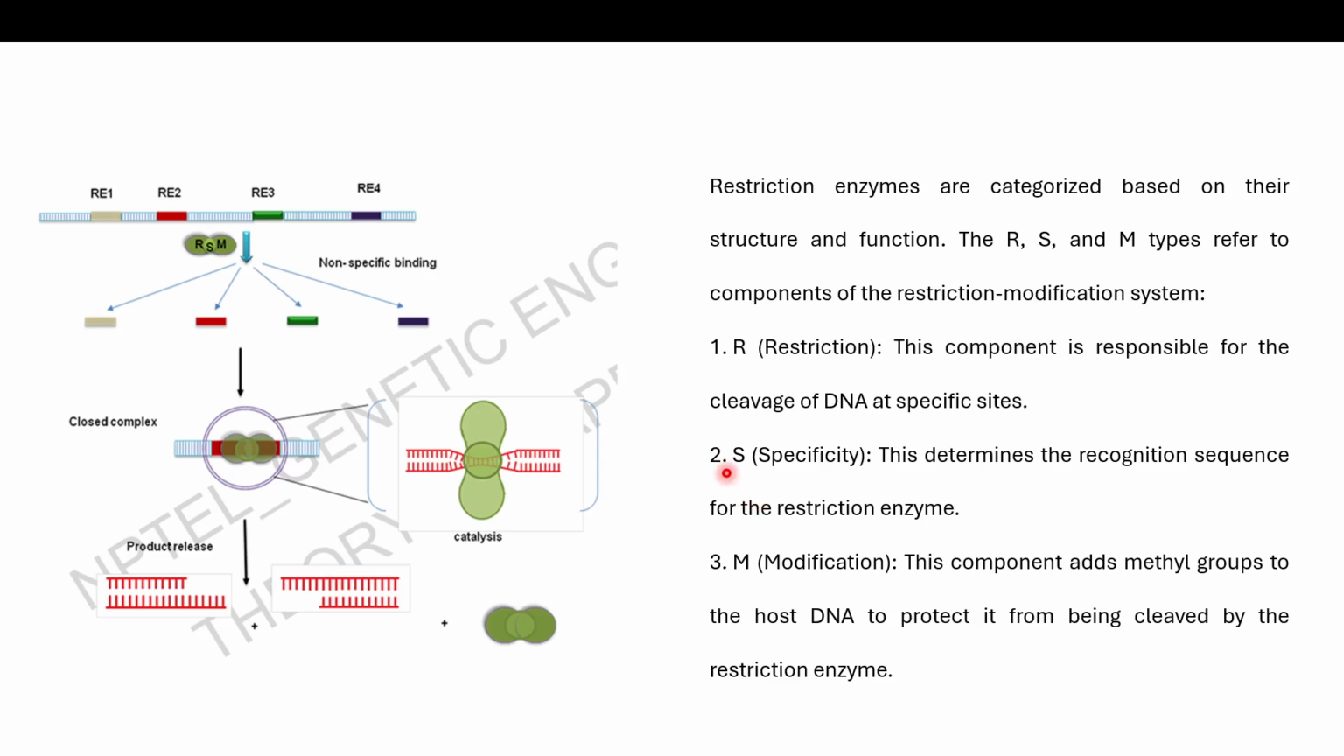The S component of this restriction modification system determines the recognition sequence for the restriction enzyme, because the restriction enzyme has to recognize the specific site where it can sit and then cleave. And then there's the modification component also. This component adds methyl groups to the host DNA, what we were talking about initially as a bacterial defense system. The M component actually adds methyl groups to the host DNA to protect it from being cleaved by the restriction enzyme.